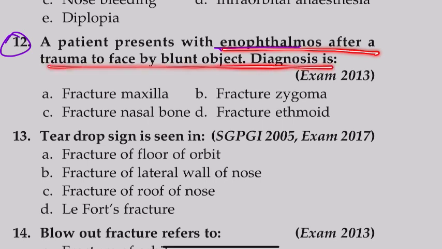The diagnosis is, as I have said, enophthalmos is seen in zygoma, right? Tripod fracture or quadripod fracture. So it is seen in fracture of zygoma.